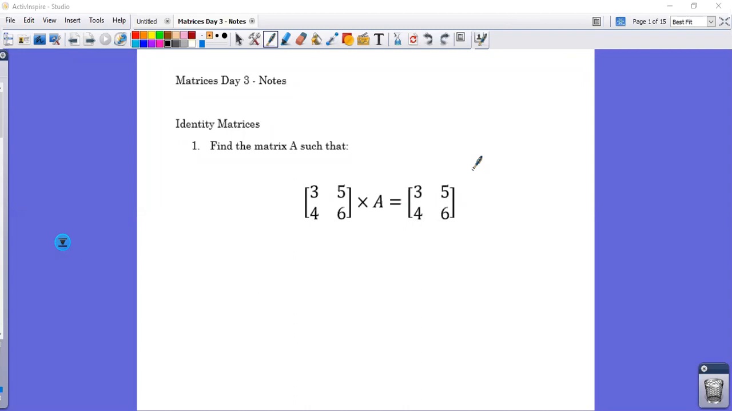So yesterday, we already talked about this, we don't even need the calculator for this one. If you have a 2 by 2 matrix, 3, 5, 4, 6, times another matrix, and that's a capital A matrix, because you could just multiply by the number 1. But if it's a matrix, you have to use the matrix identity. So a 2 by 2 identity would have to be 1, 0, 0, 1. It's that diagonal of ones.